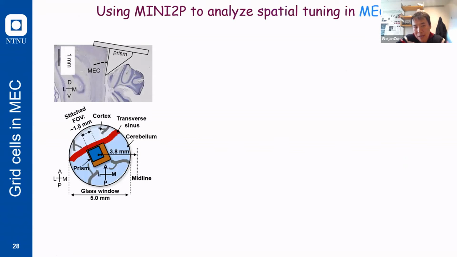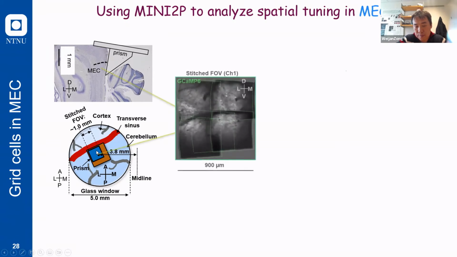And, as I mentioned, we want to use this method in different cortices, and among these diverse brain regions, one of the most difficult is the MEC. Because the MEC is located in the side of the brain, just in front of the cerebellum, we have to use a prism to access this region.